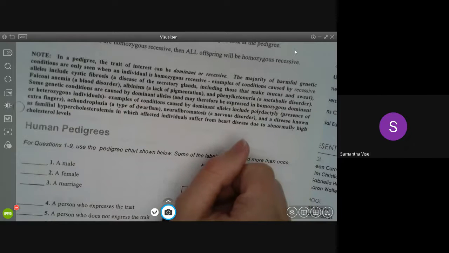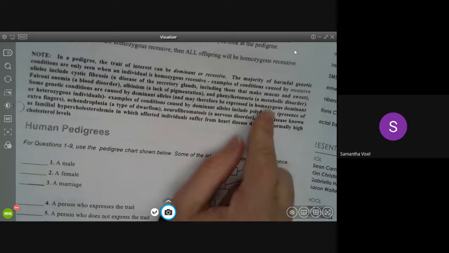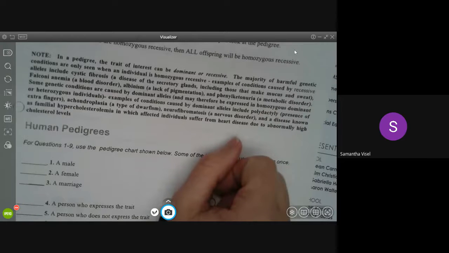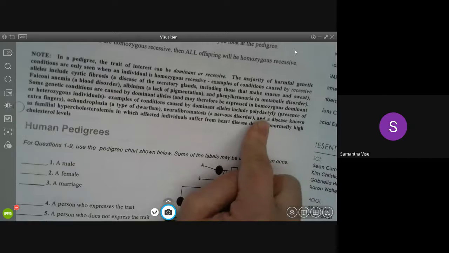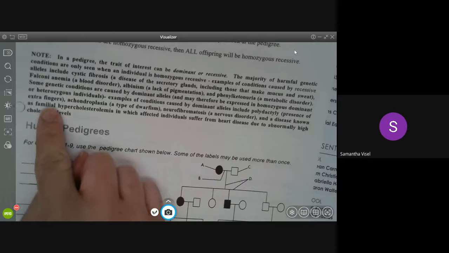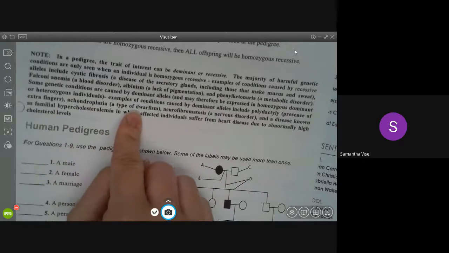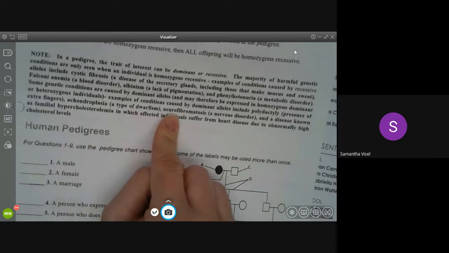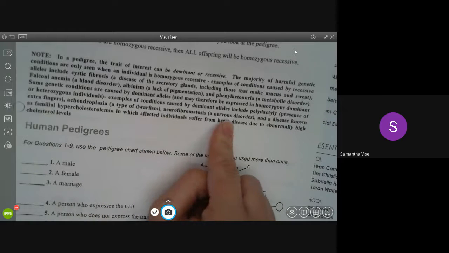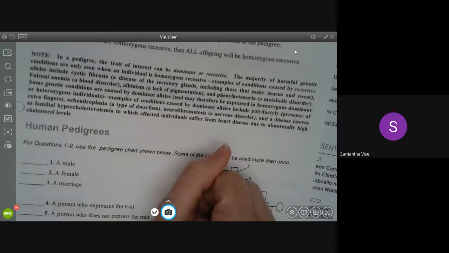There are other conditions that are caused by dominant alleles, and therefore they're expressed in either homozygous dominant individuals or those that are heterozygous. Some examples are polydactyly, which is the presence of extra fingers, achondroplasia, which is a type of dwarfism, and then neurofibromatosis, which is a nervous disorder.